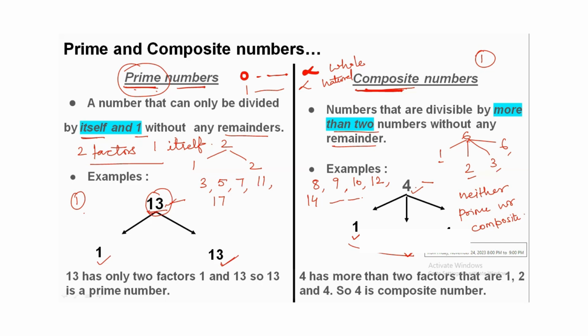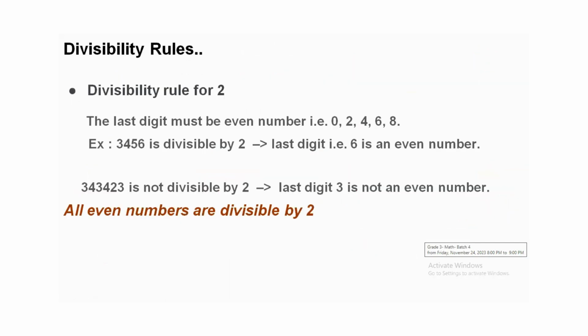Now after that, we are moving to some divisibility rules. With a divisibility rule, we can say without actually dividing what we can say about the numbers. So if I need to talk about the divisibility rule for 2, if I need to check whether some number is divisible by 2 or not, I can say the last digit must be an even number.